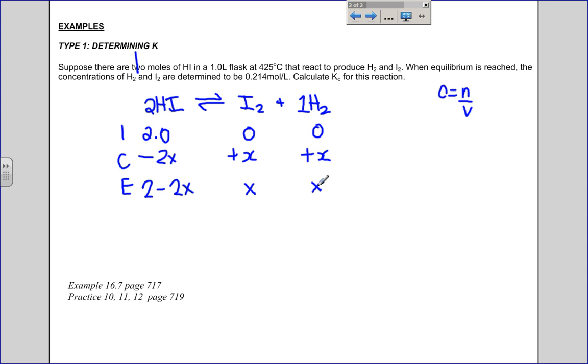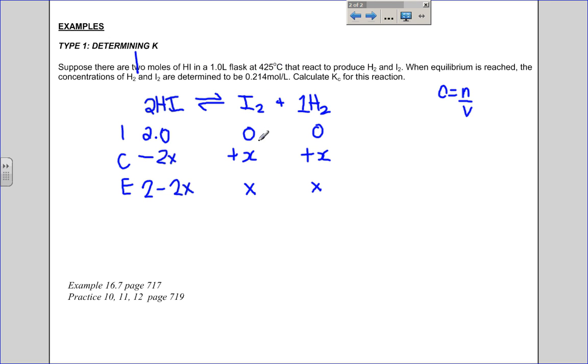Now, in type 1, determining the equilibrium constant, what you'll always be given is information about one of the substances at equilibrium. So if we look back to the question, it says, when equilibrium is reached, the concentrations of H2 and I2 are determined to be 0.214. The word determined is just telling us that it's been done by experiment, because as you know, equilibrium constants must be determined from an experiment. So this isn't a calculated value, this is an experimental value.